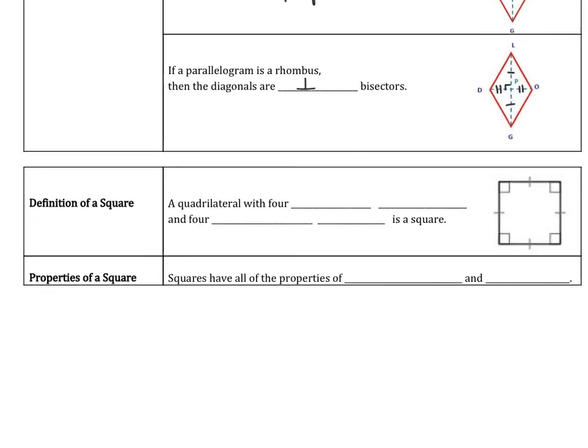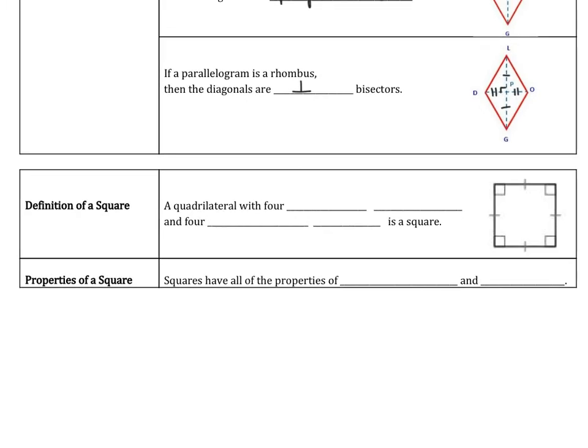Okay, and now let's move on to the definition of a square, which is the most specific type of quadrilateral. So a square is a quadrilateral with 4 right angles. That comes from being a type of rectangle, but it also is going to have 4 congruent sides.